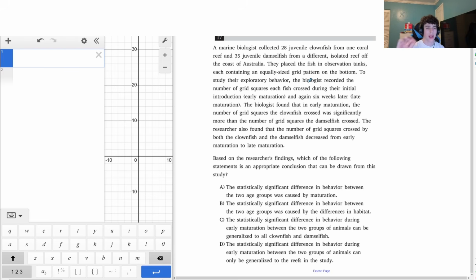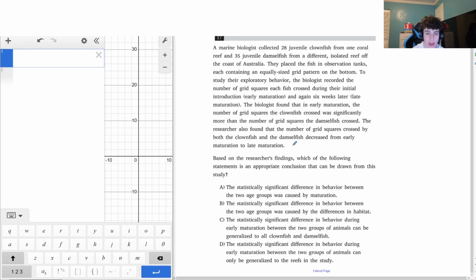First of all, I do not see them telling me that there was a random sample taken, but maybe they will later in the question. They say they placed the fish in observation tanks, each containing an equally sized grid pattern on the bottom. To study their exploratory behavior, the biologist recorded the number of grid squares each fish crossed during their initial introduction, and again 6 weeks later.